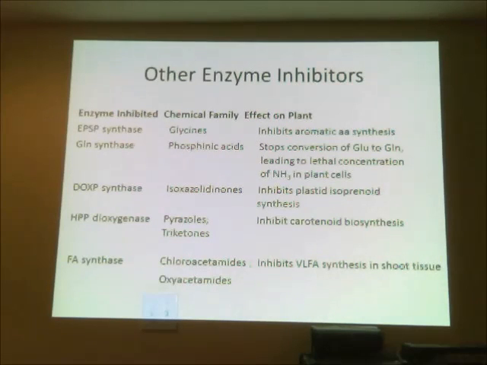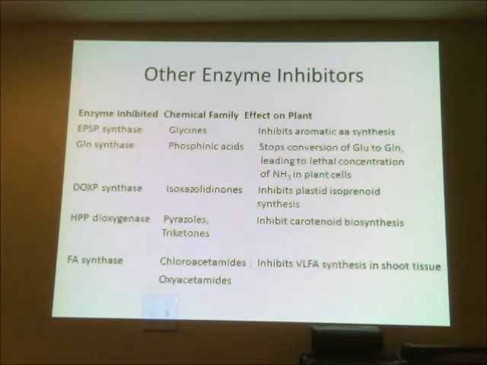This next category, these DOXP synthase inhibitors, what they do is they interfere with isoprenoid biosynthesis. The isoprenoids are compounds that will ultimately be used for the synthesis, for instance, of phytosterols, things like beta-sitosterol. These are the plant sterols, and again, these are necessary for the plants to be able to grow and develop normally. The isoxazolidinones are a chemical class that have that particular activity.